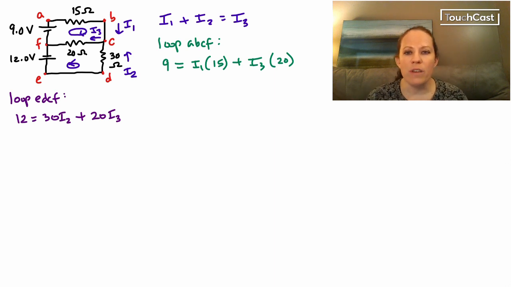So to solve this set of three equations, the blue equation for the junction rule, the green equation for one of my loop rules and the purple equation for my other loop rule, I'm going to be able to substitute I1 plus I2 in for I3. So we will do that now.